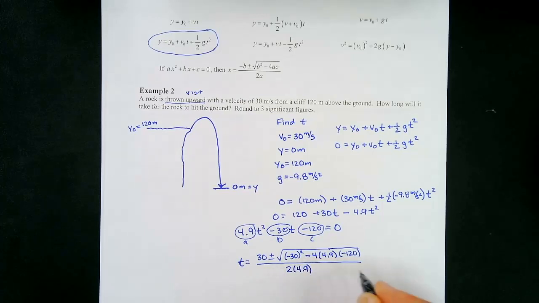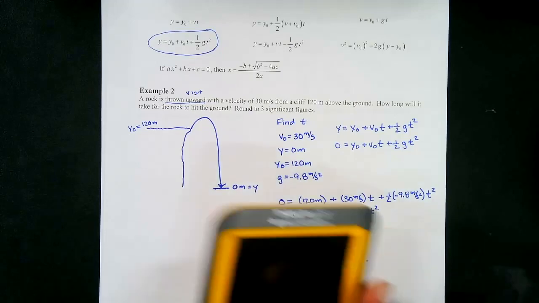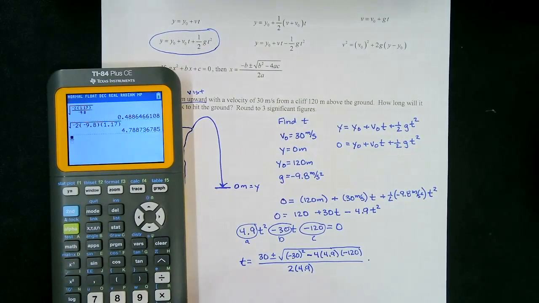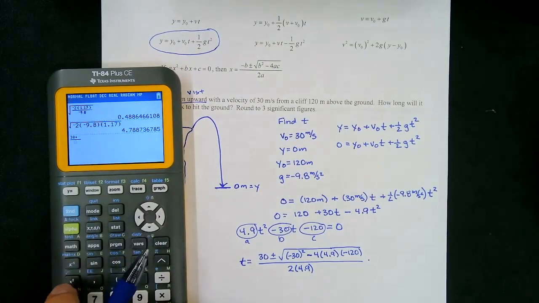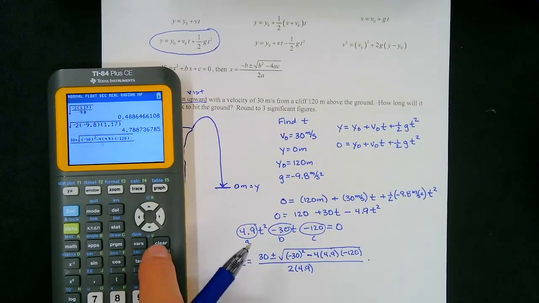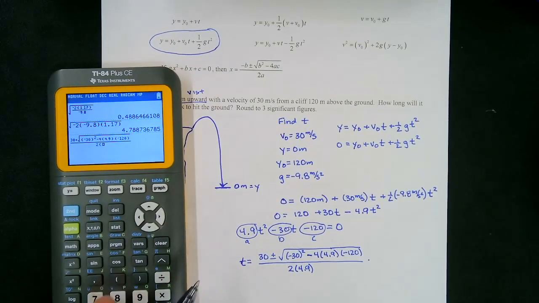Okay, so there are 2 answers to this, right? So we're going to do the fraction bar first, and then 30, and then plus, and then square root. And then we need to put parentheses around the negative 30. And it needs to be negative, not subtract. And then we need to square it. And then minus 4 times our a, which is 4.9, times our c, which is negative 120, all over 2 times 4.9. Press enter, and we get 8.9 or 8.88 seconds.